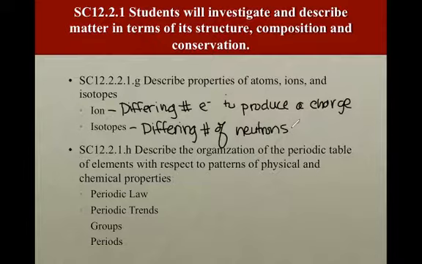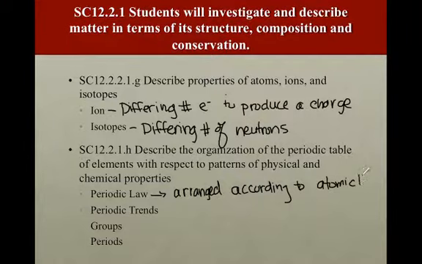Describing the organization of the periodic table of elements with respect to patterns and physical and chemical properties. So periodic law, that periodic table is arranged according to what? Not weight. There's a few spots. In general, it goes up by weight, but there's a few spots where it actually goes down. No? Not mass number. Atomic number. Number of protons. Atomic number is the number of protons, so it increases in atomic number. But each of the atoms can have its own ion, so it can have differing numbers of electrons.